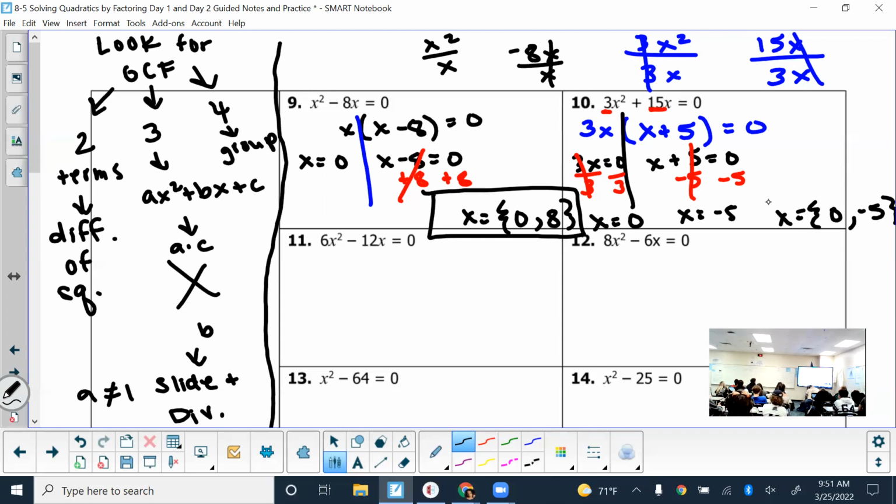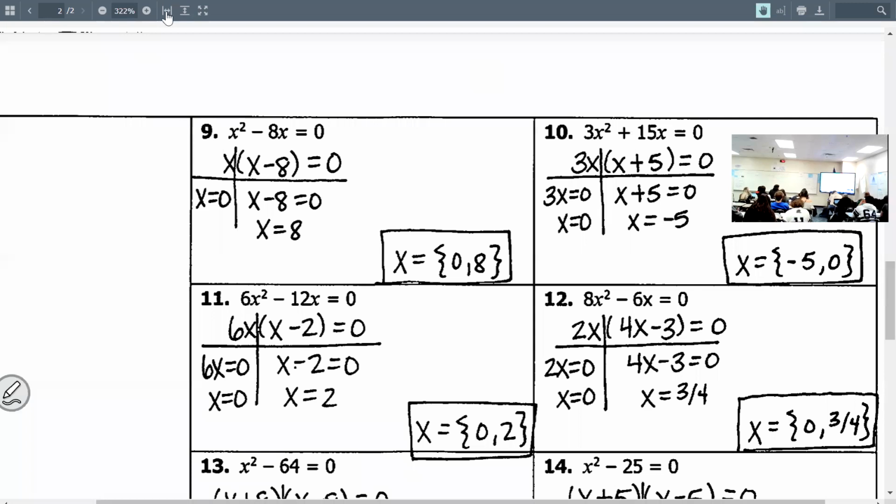All right, go ahead and try number 12. I'll project that one in about 90 seconds. So number 12 is projected. If you were doubting your answer because there was a fraction in there, it's okay for x to be a fraction. All right, so you should have had 0 and 3/4 if you solved it correctly.